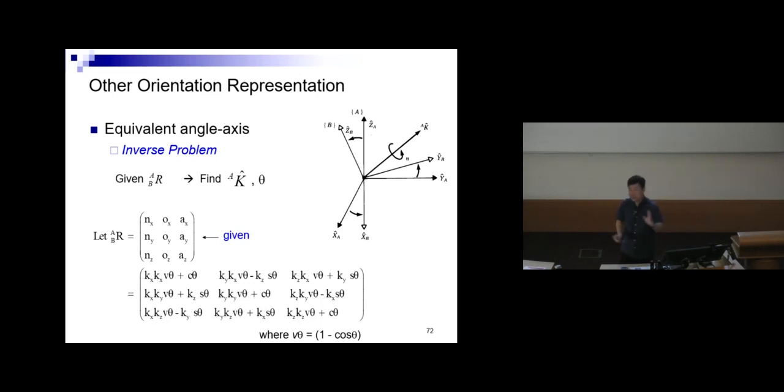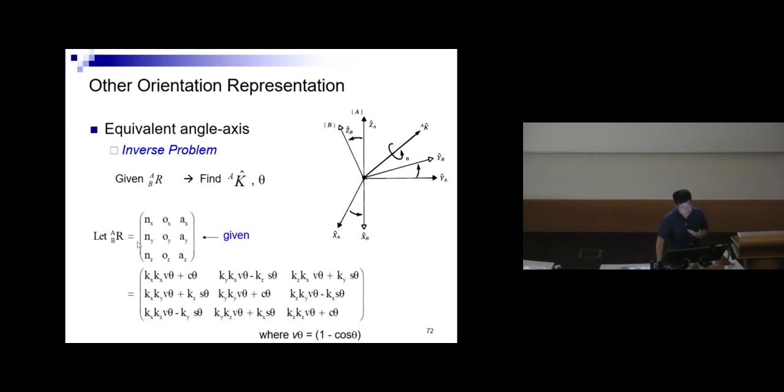So we have the equivalent angle axis. Now we look in the forward direction. Now we actually look at the inverse problem. The inverse problem means that if you are given the rotation matrix of B referred to A, you are supposed to find the angle of rotation theta as well as the axis of rotation K hat, and this K hat has to be referred to A. So this is the inverse problem. Given the matrix, you want to find the parameters.